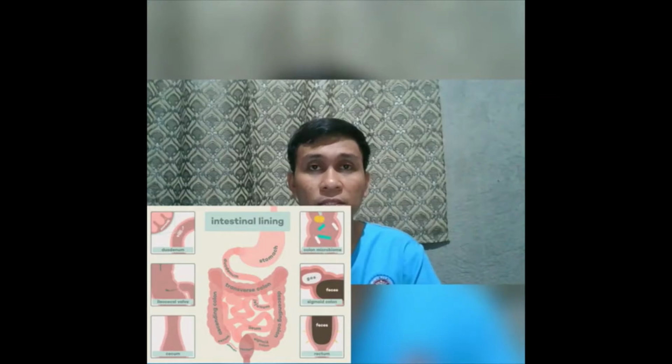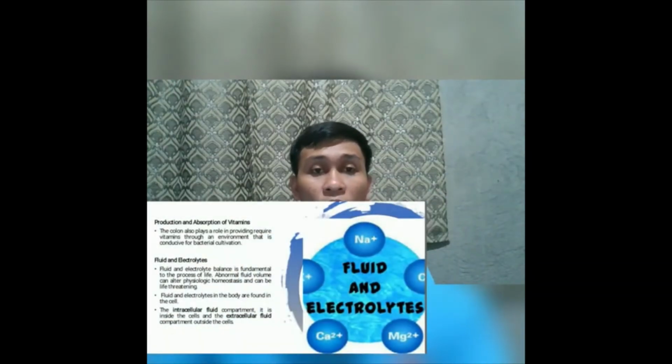The large intestine has 3 important functions. First, absorbing water and electrolytes. Second, producing and absorbing vitamins. And third, forming and propelling feces toward the rectum for elimination. Fluid and electrolytes. Fluid and electrolyte balance is fundamental to the process of life. Abnormal fluid volume can alter physiologic homeostasis and can be life-threatening.